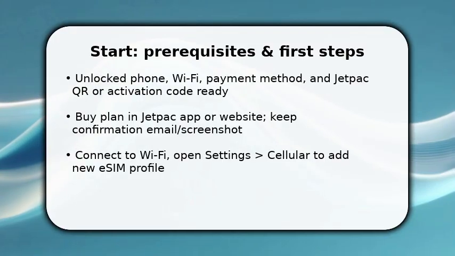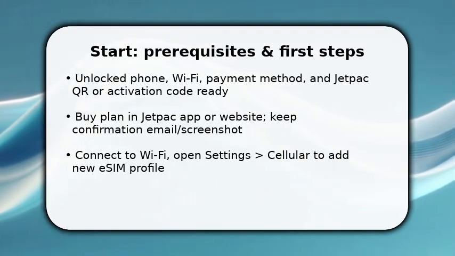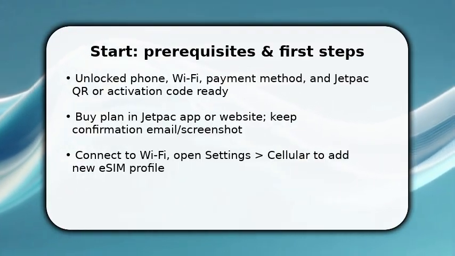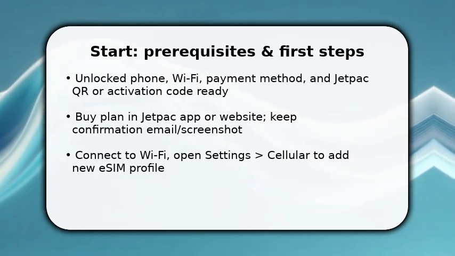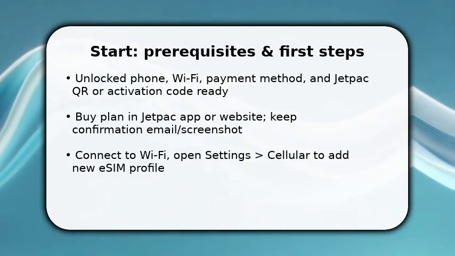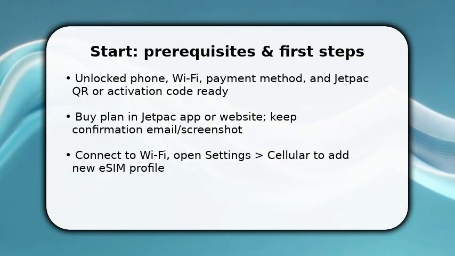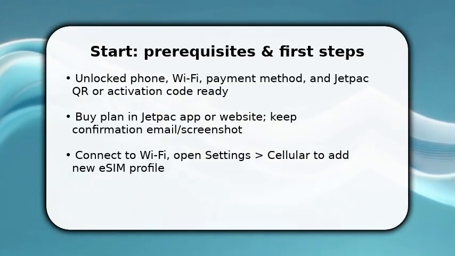You already have the essentials: an unlocked phone, Wi-Fi, and the Jetpac code or QR. First, purchase the plan and keep the code or QR visible. Once done, connect to Wi-Fi and open Settings, then Cellular or Mobile Data.